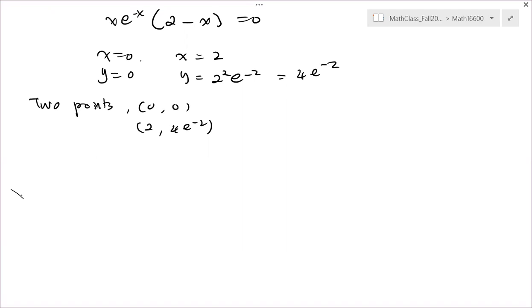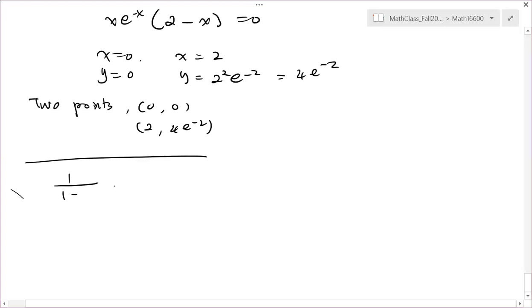Power series representation: you don't need to find it by the definition. Definition means you have to find all the derivatives, find the Taylor series, and prove that it converges, right? It's a given one. You just use the already known results. The first known result is this one.